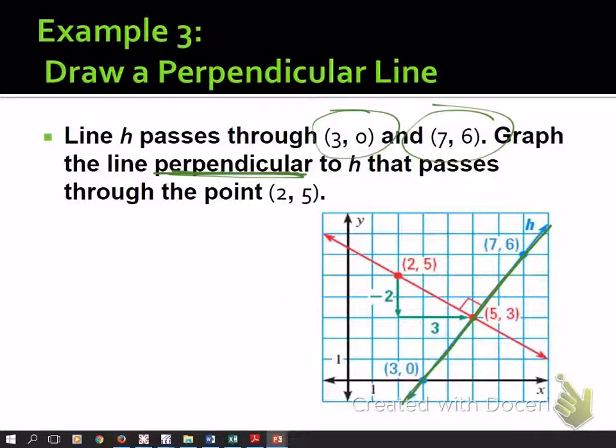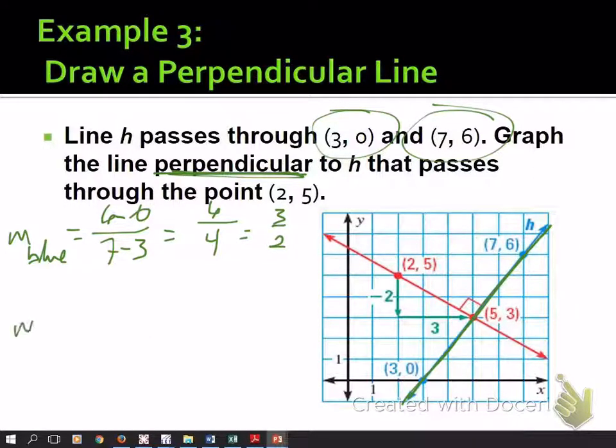So the first thing I want to do is find the slope of the blue line. So I'm going to write slope blue. I'm going to subtract the y's. I'm going to go 6 minus 0 over 7 minus 3. So I get 6 over 4, which is 3 over 2. Okay. Now the slope of the red line would have to be the opposite reciprocal of 3 over 2, which is negative 2 over 3.